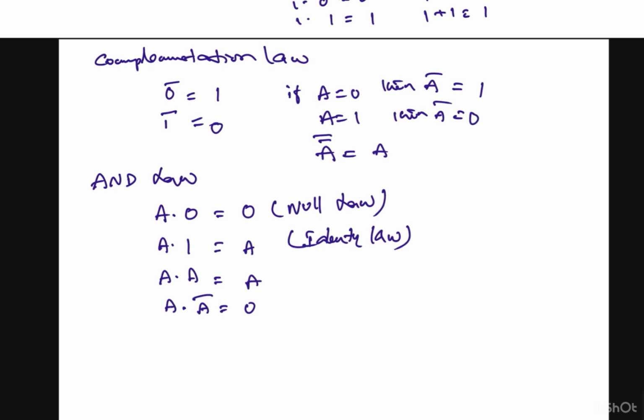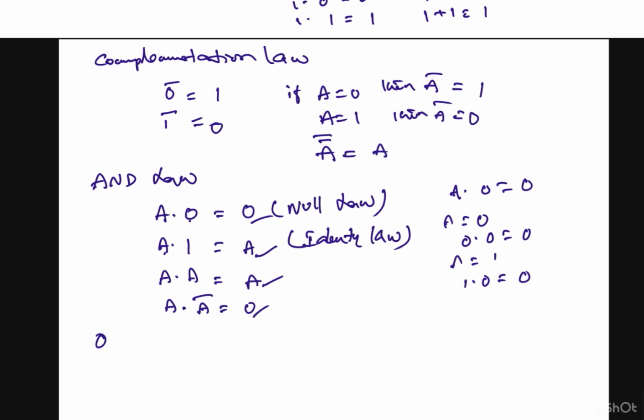Here also we can verify this. A dot 0 is equal to 0: if A is equal to 0, 0 dot 0 is 0. If A is equal to 1, 1 dot 0 is equal to 0. So A may be 0 or 1, but A dot 1 always becomes A, A dot A always becomes A, A dot complement of A is always 0, and A dot 0 is 0. So this is the AND law.